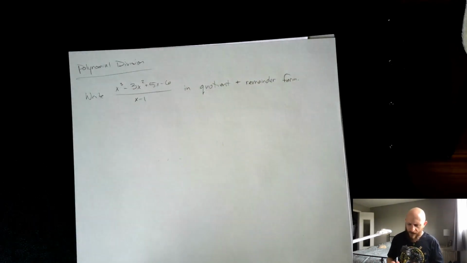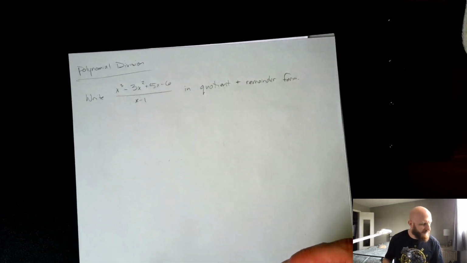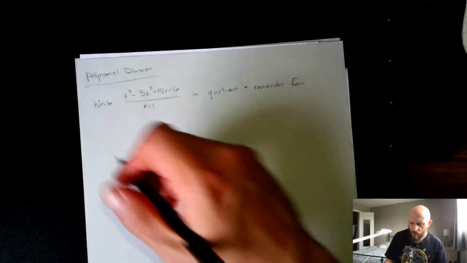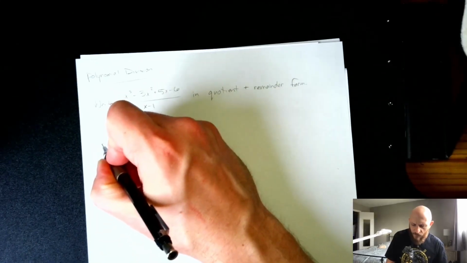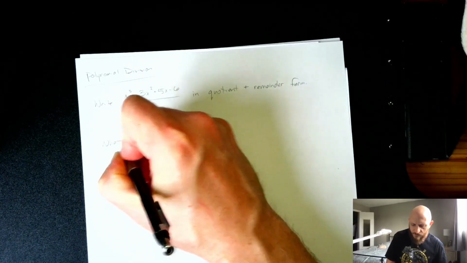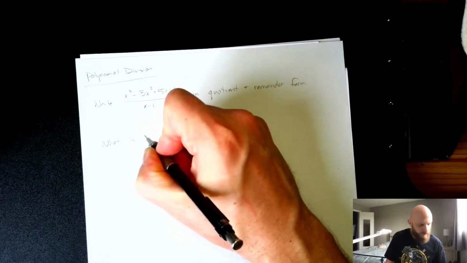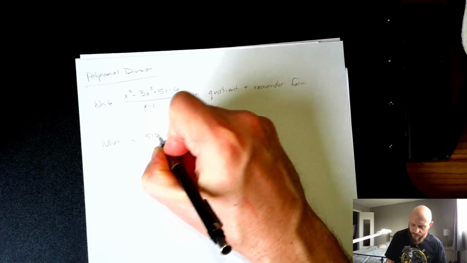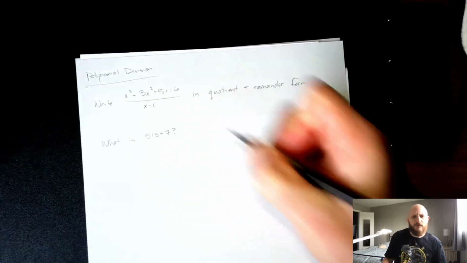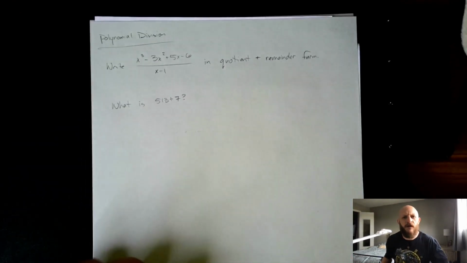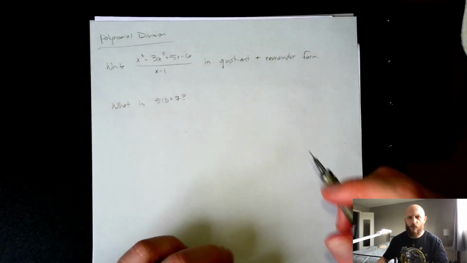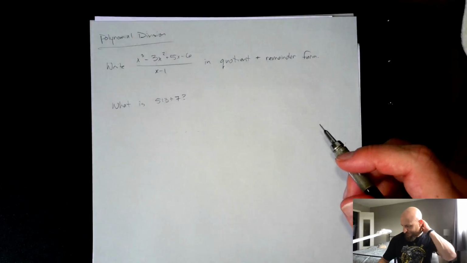So before we do that, because polynomial division looks and acts a lot like long division, let's do a refresher, because chances are the last time that you did long division was a long time ago. So suppose that instead we were asked, what is 513 divided by 7? So this is a good problem for long division.